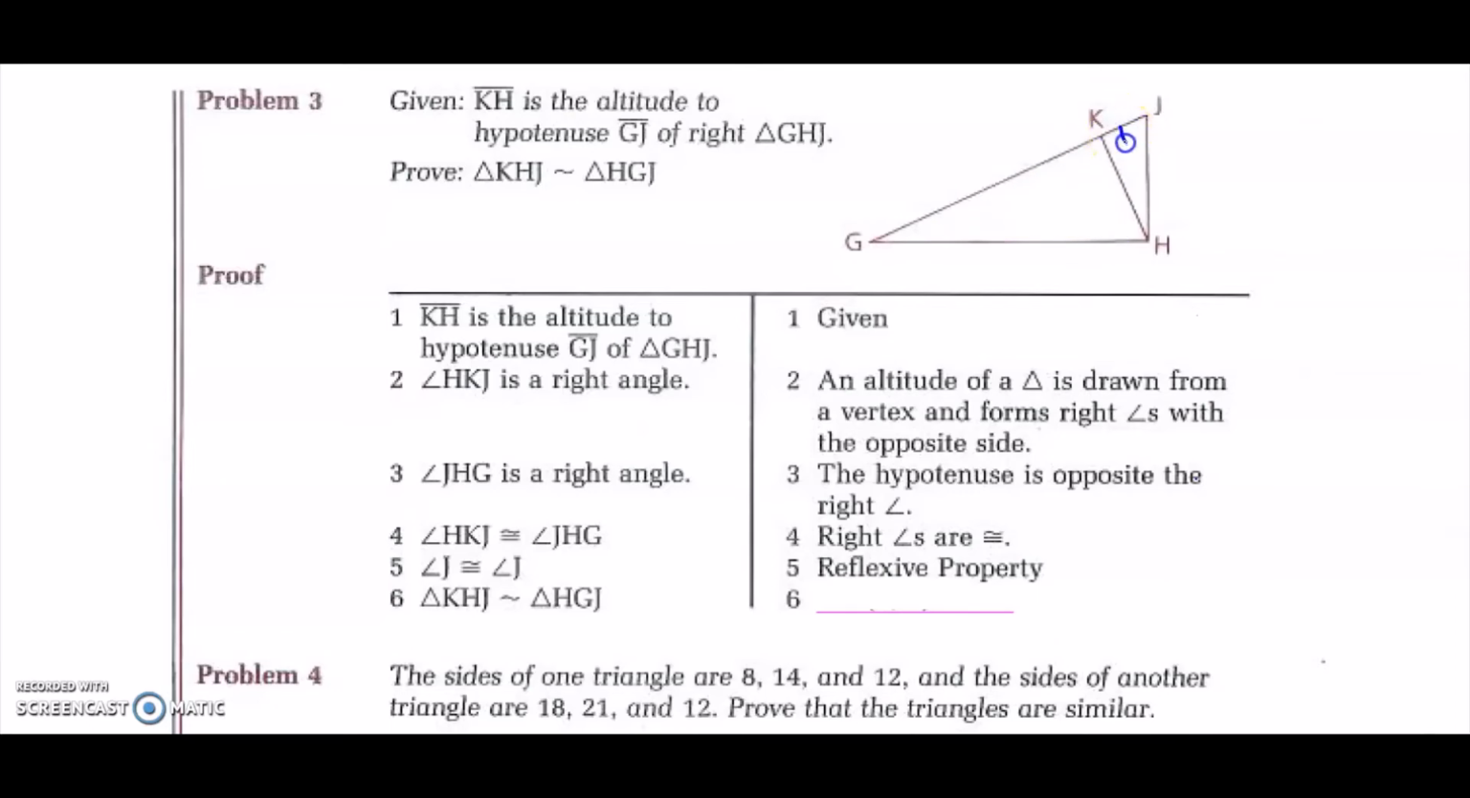So if this is an altitude, then that's a right angle. And if this is a hypotenuse, then this is a right angle. And if two angles are right angles, then they are congruent. So now we can say angle J is congruent to itself by the reflexive property, then by angle, angle, the triangles are similar.